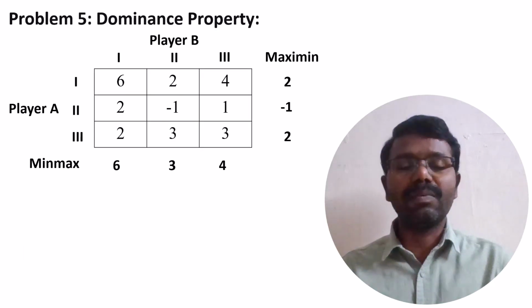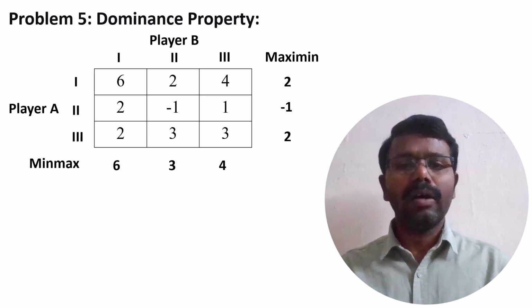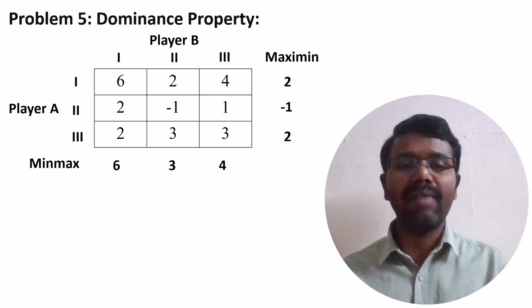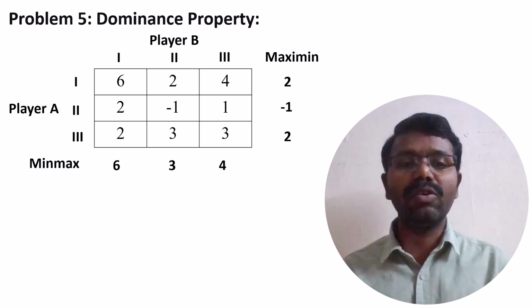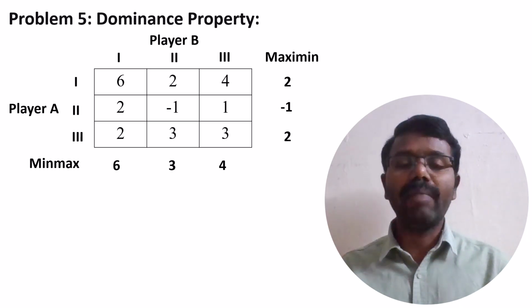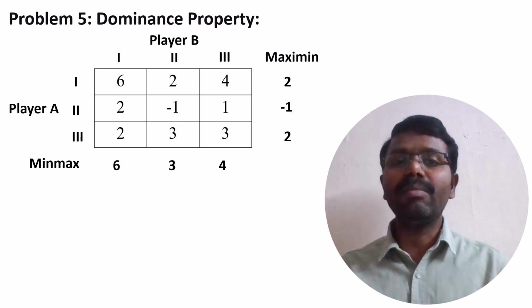So let us solve this problem with the dominance property. Before we apply it, we first see the minimax and maximin values. Here, these are the minimum values, and out of these the maximum value is 2. These are the maximum values in the columns, and the minimum value out of these is 3. So the minimax value is not equal to the maximin value. So this is not a pure strategy problem. It is a mixed strategy problem.